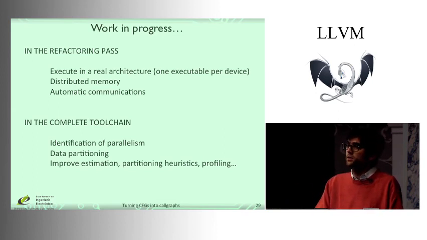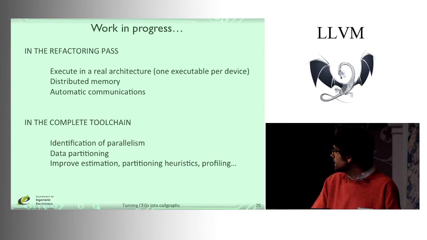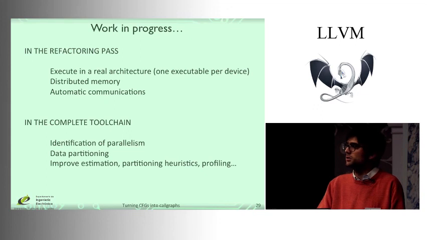Data partitioning is also important, very related with parallelism identification, and for that it would probably be necessary to introduce a mechanism for the application developer to specify how the data is arranged. And then we must improve estimation, partitioning heuristics, and profiling, because they work now, but as you saw from the results, the partitioning is not perfect.